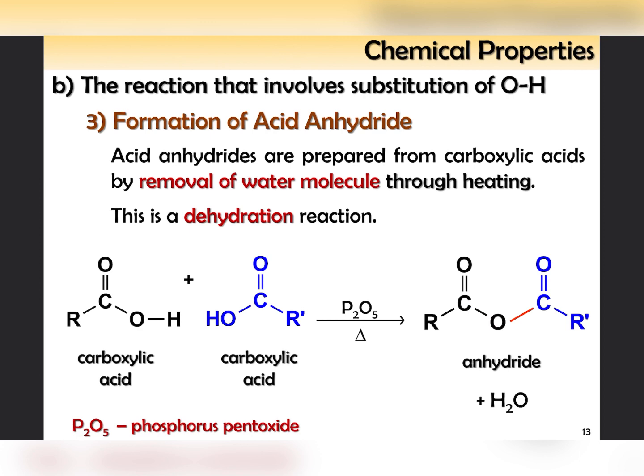Okay, so basically you just remove the water molecule. Okay, yang mana-mana je lah sebab both adalah carboxylic acid. So you akan form new bond between carbon and oxygen. Ini akan di-release sebagai water molecule. So this is your anhydride. Okay, and mesti ada P2O5 which is phosphorus pentoxide and heat.